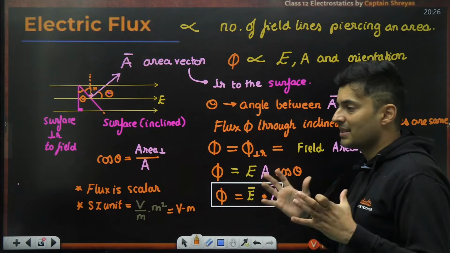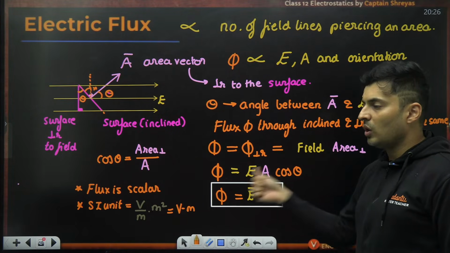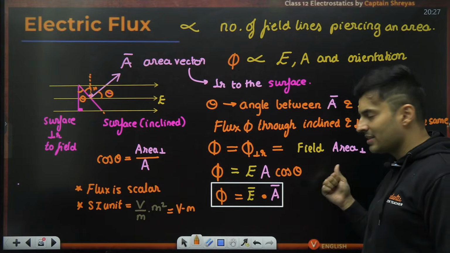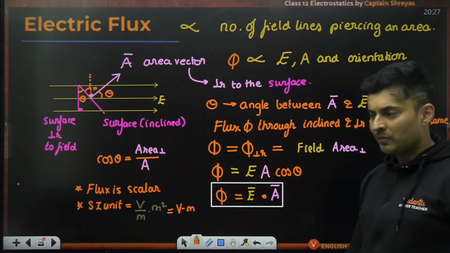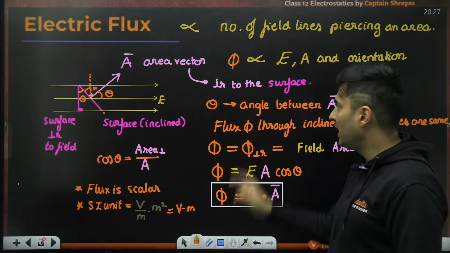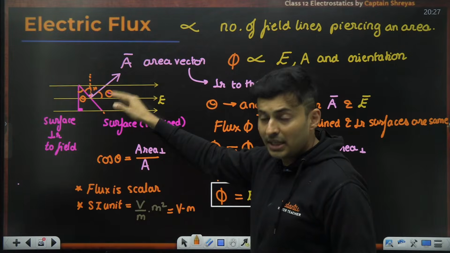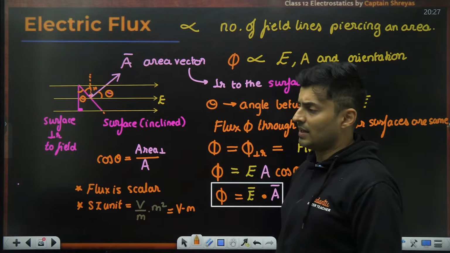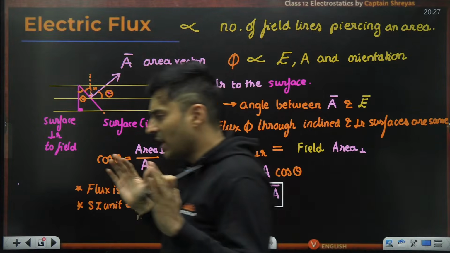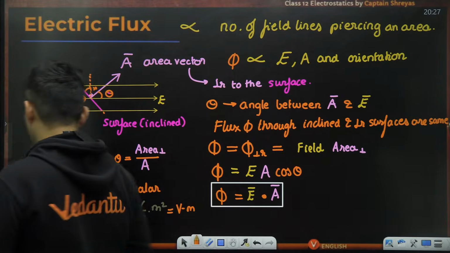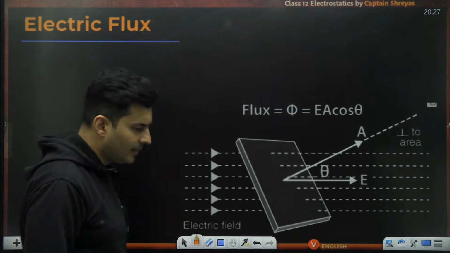So electric flux is a scalar quantity, which is the dot product of electric field with area vector, which can also be simplified as EA cos theta, theta being the angle between the area vector and the field vector. Area vector is defined as pointing in the direction perpendicular to the surface and has a magnitude of the area itself. Great. So that is electric flux.